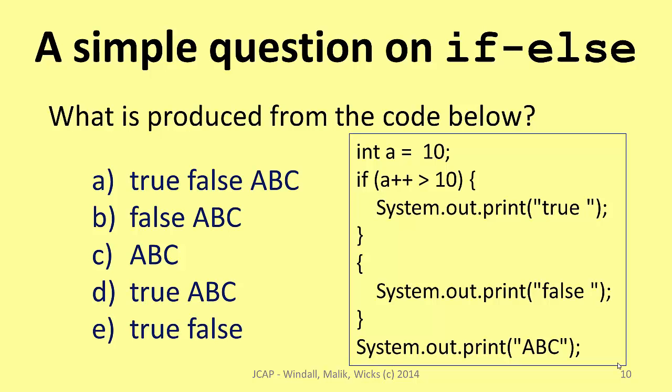But what about the next bits of code? There is no else. And because there's no else, System.out.print false will happen regardless of that if statement above. And likewise, System.out.print will happen regardless anyway. So what will actually be output is false ABC. In other words, answer B is the correct one. Bit tricky, huh? Look out for those in the test.